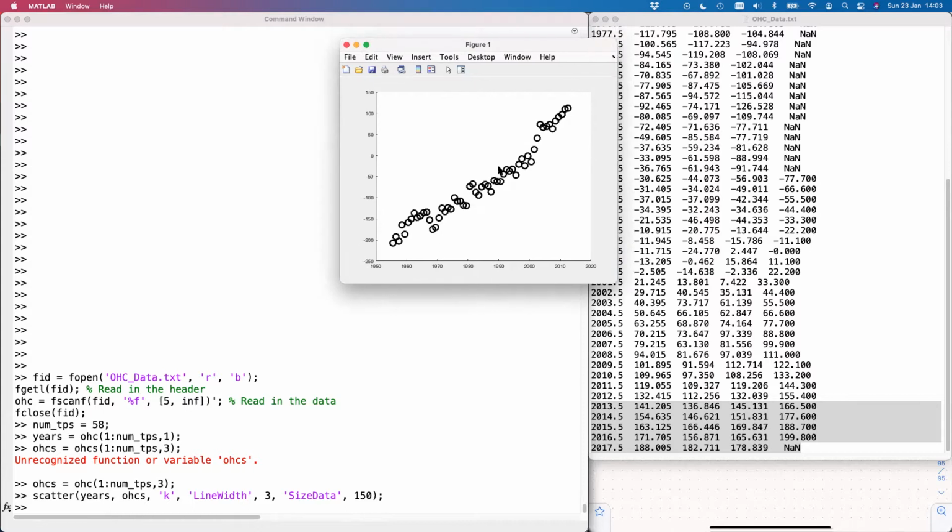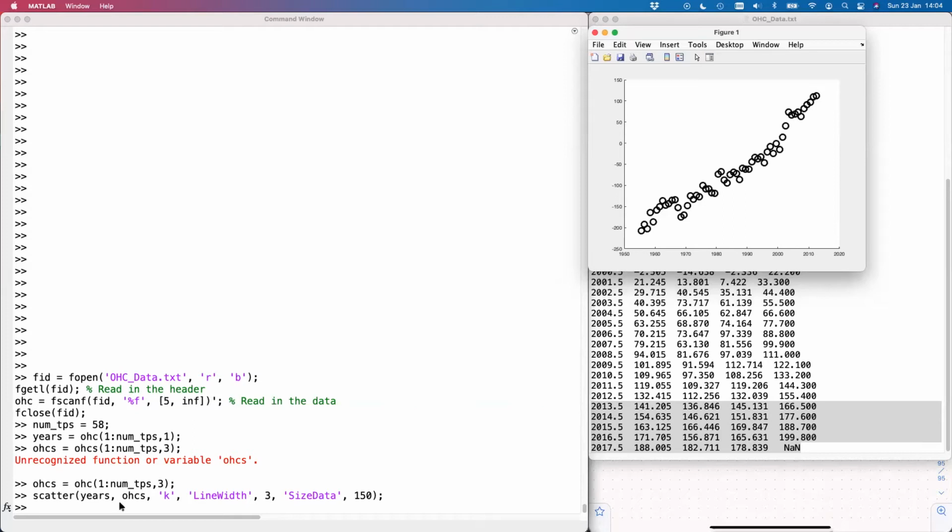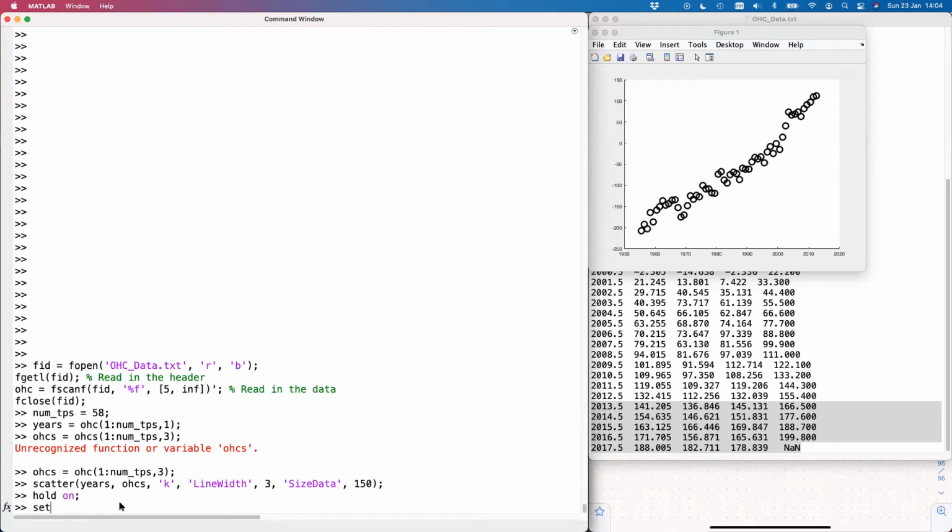So here are our data points then, going from 1955 up to 2012. You can see this gradual increasing trend in the ocean heat content. And let me just tidy up this plot a little bit, move it over here for a second. So let's give it some labels and things, and make the font a little bit bigger, so you can all read it nicely.